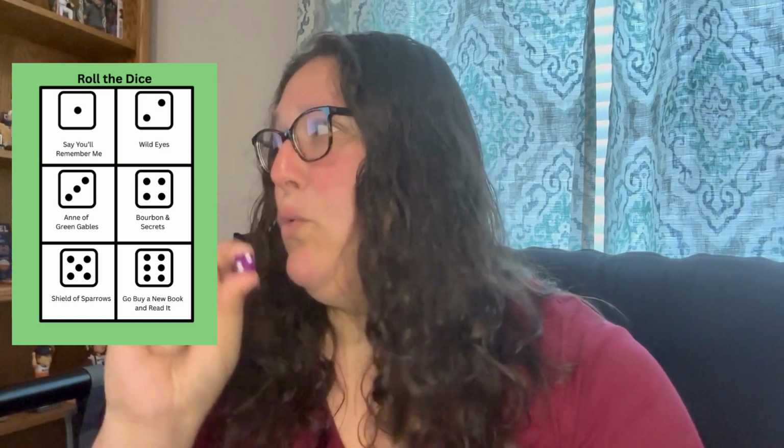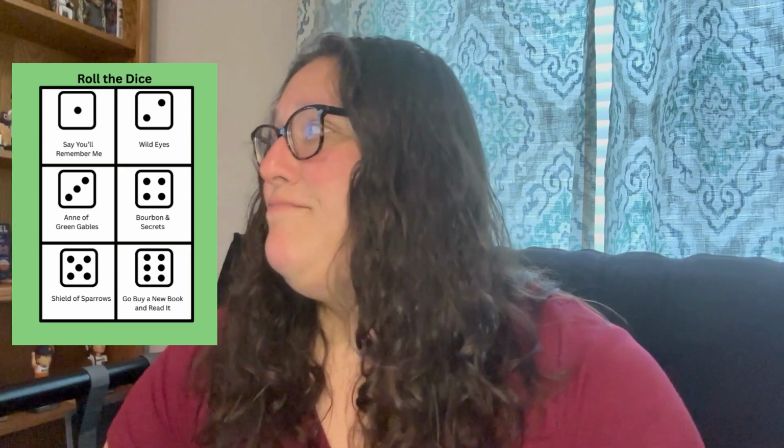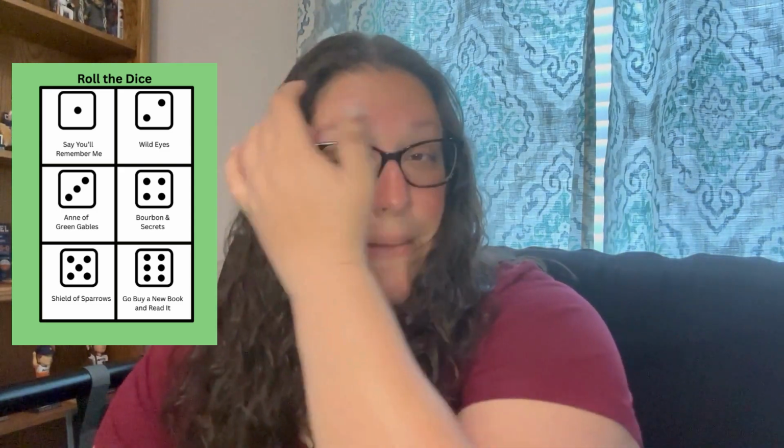If I roll a 2, it would be Wild Eyes by Elsie Silver. Now this was on my May TBR and I did not get to it. So that'd be great to get to. If I roll a number 3, Anne of Green Gables, which is a graphic novel version adaptation. So I haven't read Anne of Green Gables since I was a little kid, and reading the graphic novel version just sounds like fun. A quick, easy read.